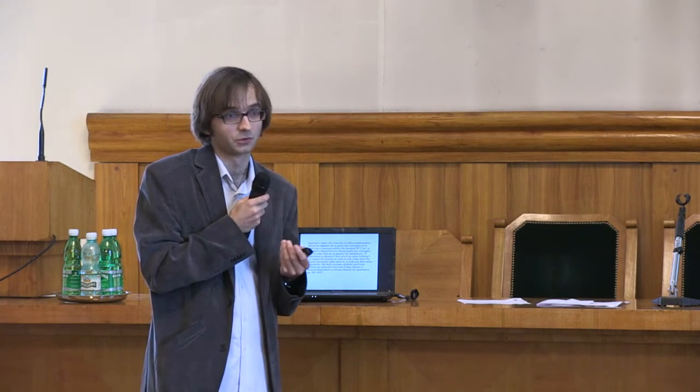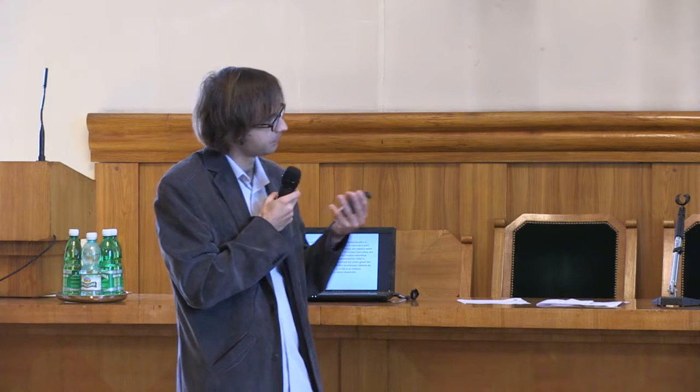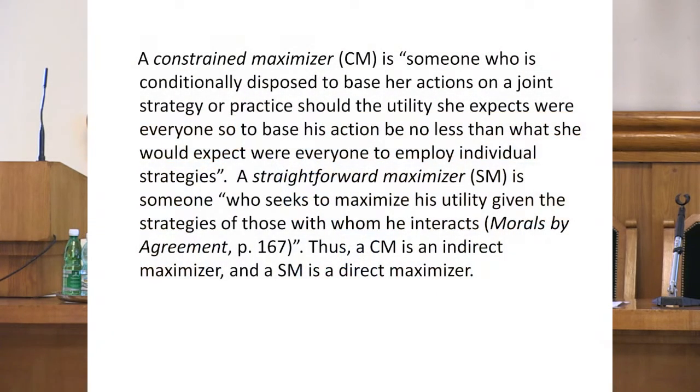And what results does he reach after applying this criterion to dispositions, to rules? Namely, he is trying to compare two types of dispositions, two types of rules of behavior. The first one is the behavior of a constrained maximizer, the person who simply applies this rule in real life, who makes choices which are constrained and cooperative. This is perhaps a bit obscure definition. What he means is that a constrained maximizer is an indirect maximizer, a person who imposes certain constraints on his behavior. And a straightforward maximizer is someone who seeks to maximize his utility function given the strategies of those with whom he interacts. So basically it's a person who behaves in accordance with the requirements of standard rational choice theory.